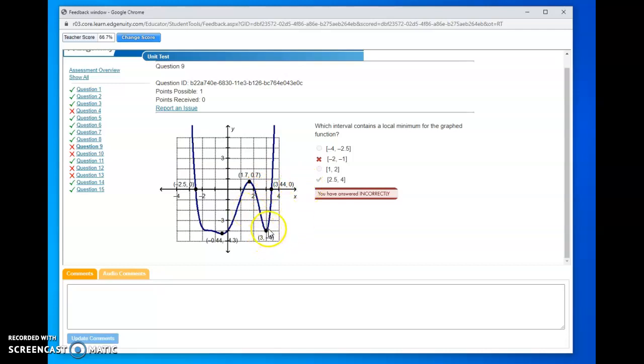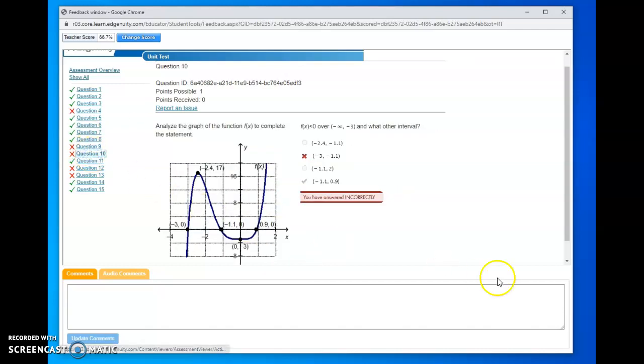So the second lowest point on the graph is right there at that 3, negative 4, and it's right there, 2.5 and 4. So it's actually 3, not 2.9. 10 was the trickiest one, I think.